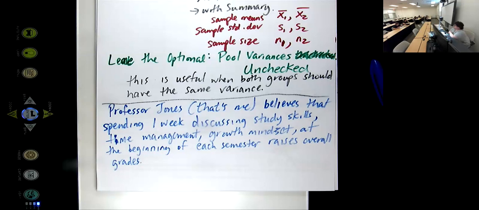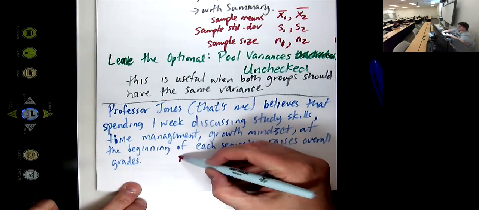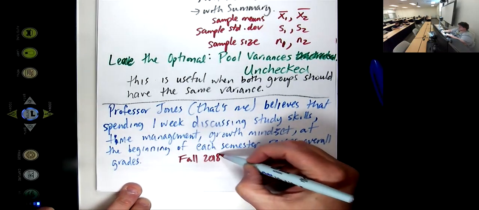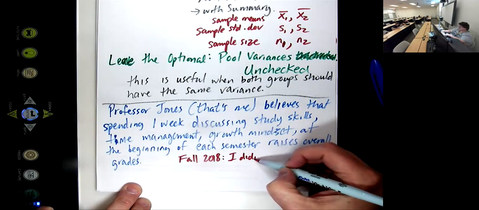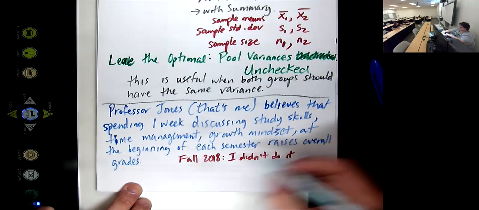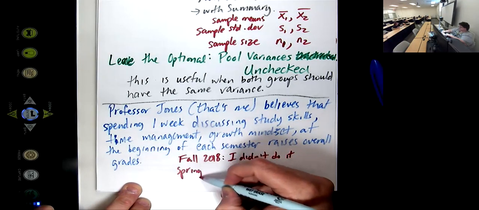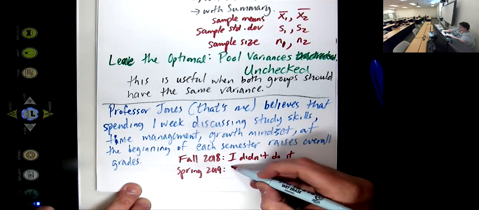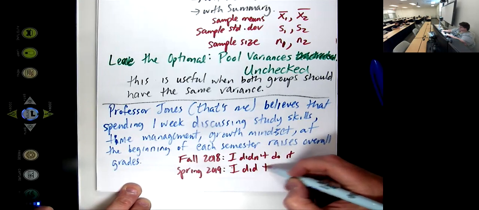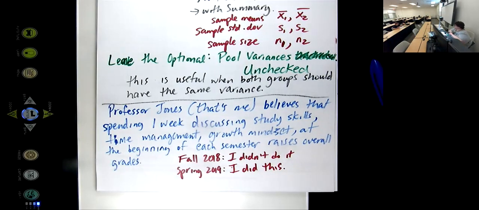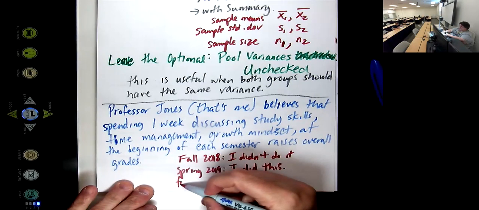So it's kind of impossible to do it with the same group of students. But what I did is in fall of 2018, I did not have it, didn't do it. In spring of 2019, I implemented this strategy for intermediate algebra.